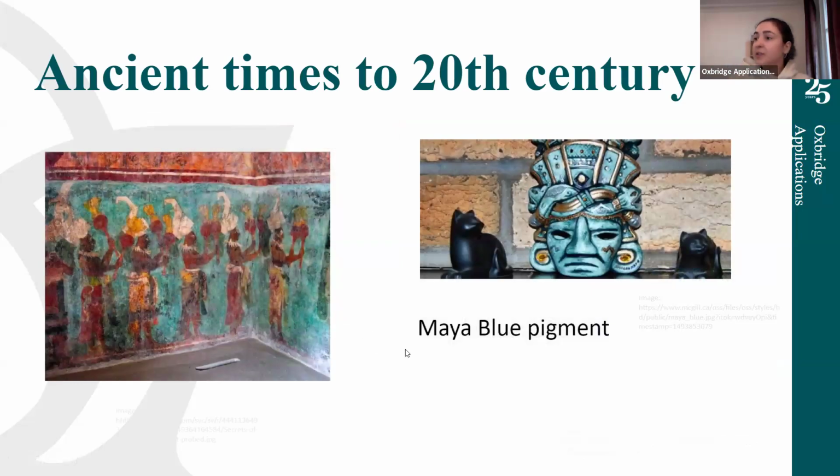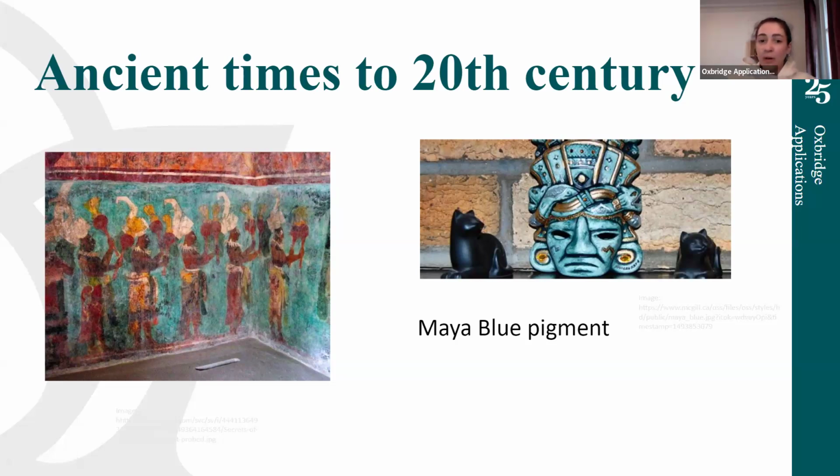And finally, let's not forget about the Maya blue pigment. So this is another really great example of nanotechnology applications in the ancient world. So the Maya civilization in Mesoamerica dates back to the 3rd century and up until the 10th century AD.